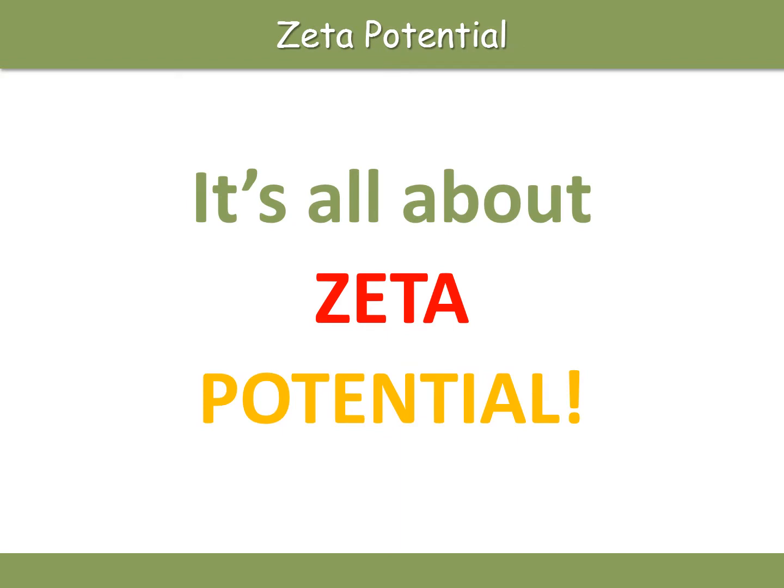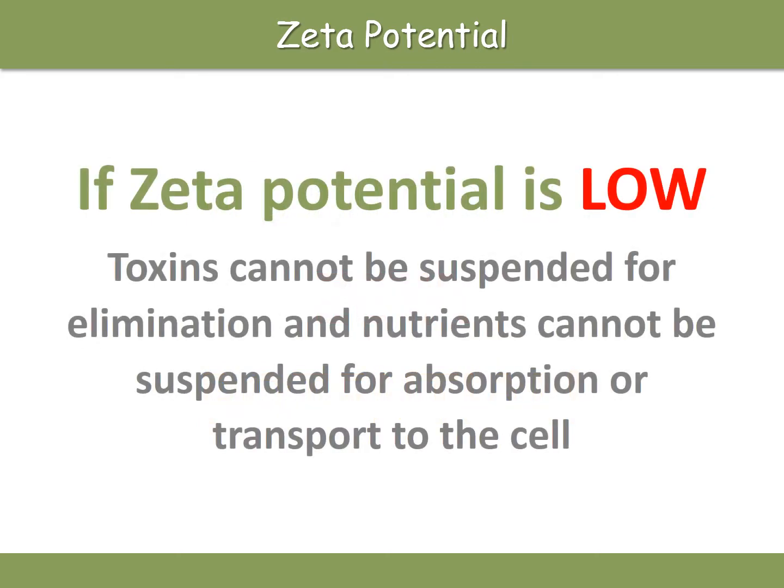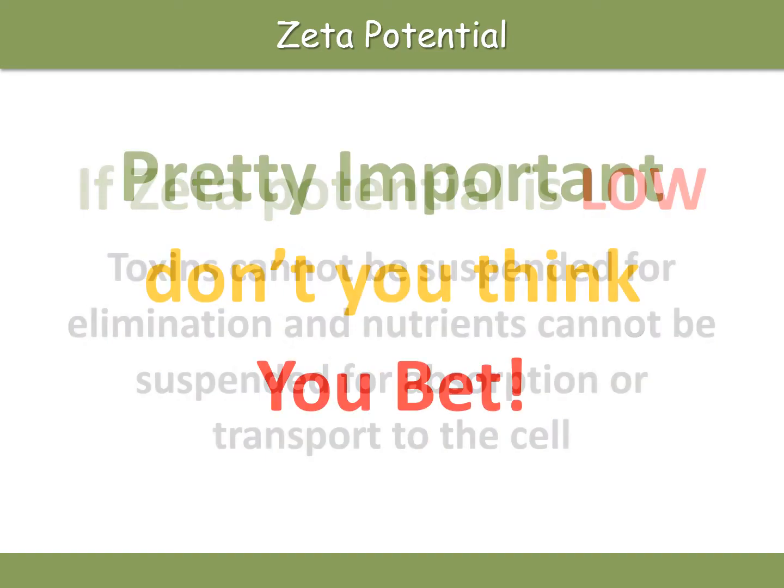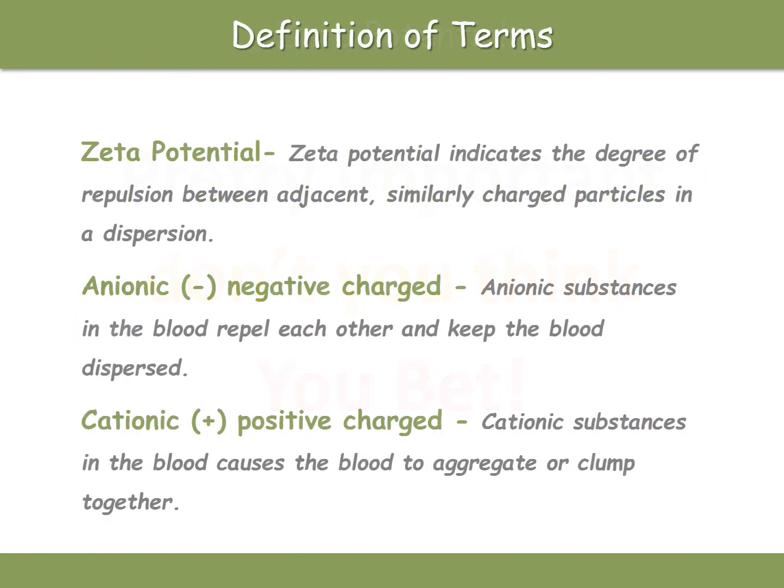And it's all about zeta potential. If we don't have zeta potential, we have nothing. If zeta potential is low, toxins cannot be suspended for elimination, and nutrients cannot be suspended for absorption or transportation into the cell. We've talked about this before. This is not just zeta potential; if we're dehydrated, if our fluid is down too, we're going to have the same sorts of issues. As soon as we go too high or too low, we run into these issues, with zeta potential going out of whack, the electromagnetic charge changing, and things not flowing as they should. Pretty important, don't you think?